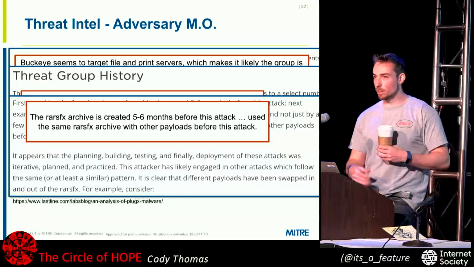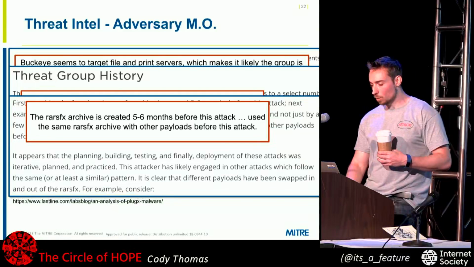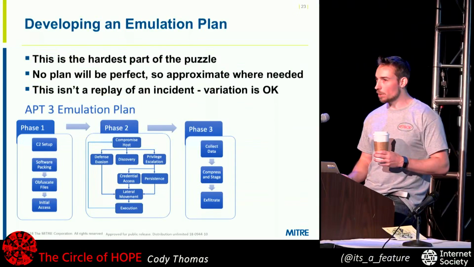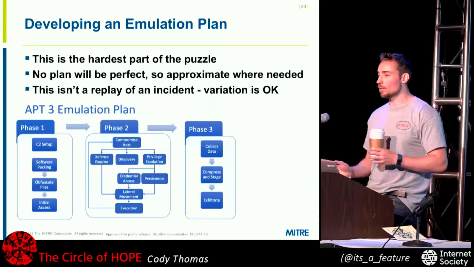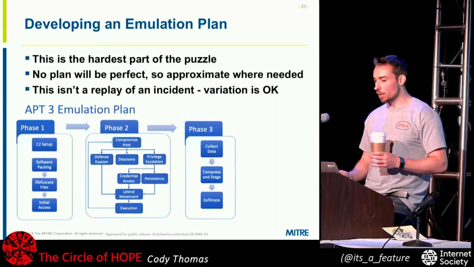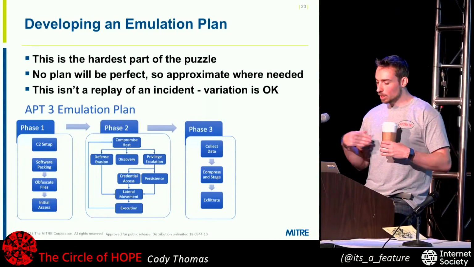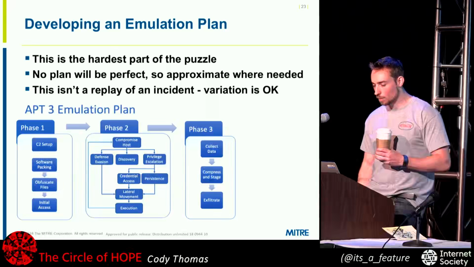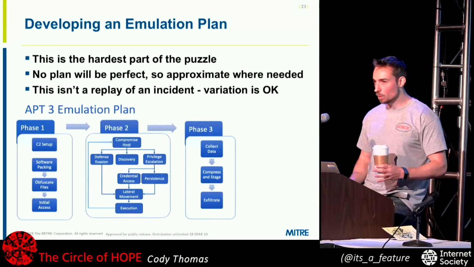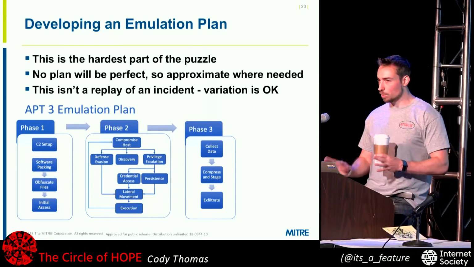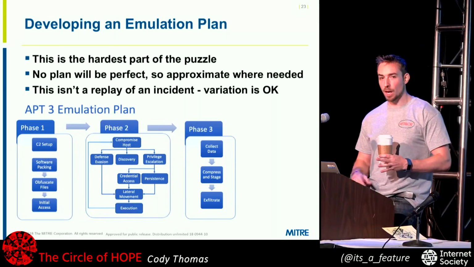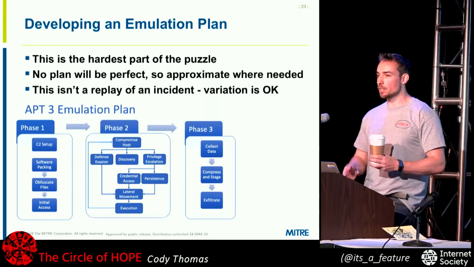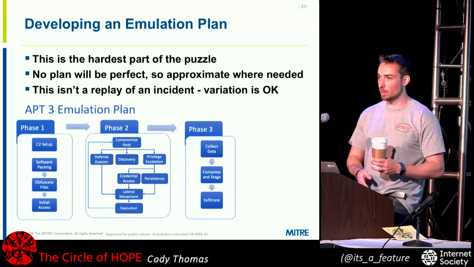So taking these sorts of things together, you can create what we have as an emulation plan. Now, this is definitely the hardest part of the puzzle because it's way less straightforward. The data may not even be out there, but you just have to try and think about it. And that goes back to the MO pieces that we were just talking about. No plan will be perfect. It's okay. You can approximate where needed. And remember, as you're doing this sort of adversary emulation, your goal isn't to be an exact replica of a prior incident that happened.